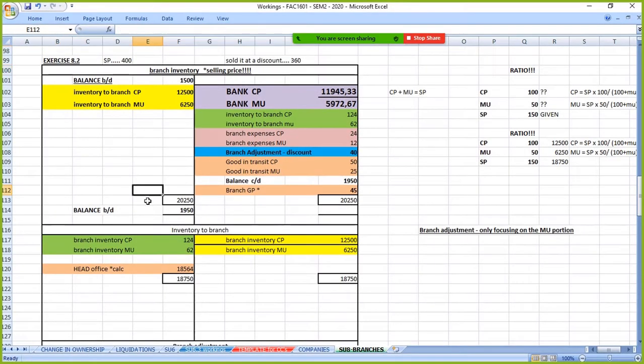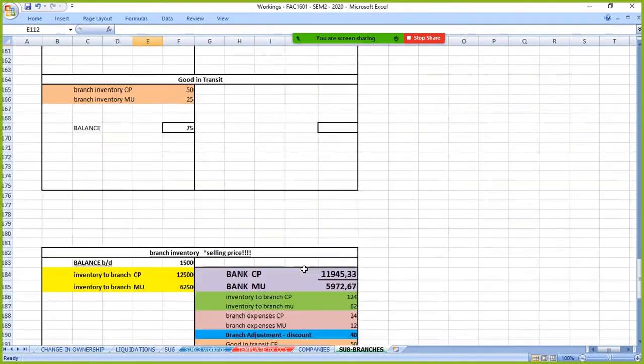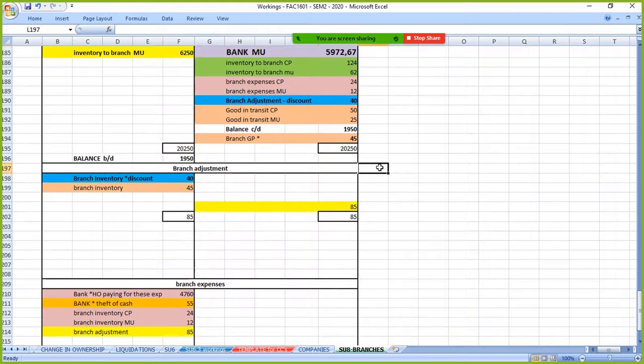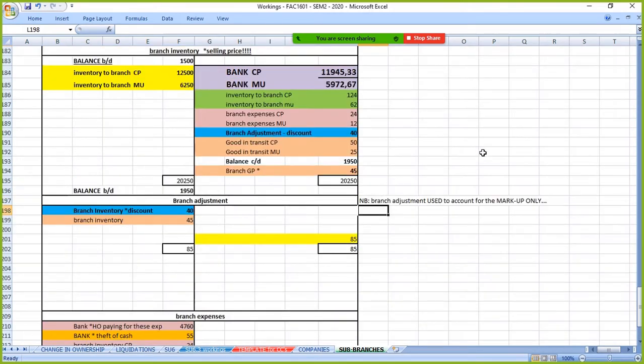Let's put a note here. NB: branch adjustments used to account for the markup only. The net effect should still be the same, but they want us to provide for it separately. So if we update the solution, let's see.